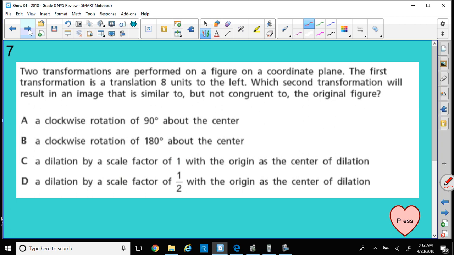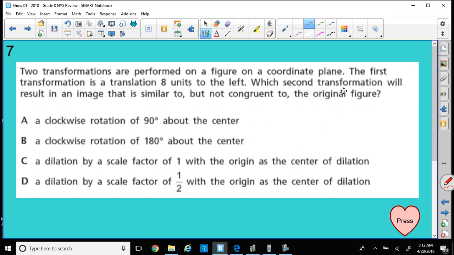All right, let's get going. So here's our first question. Two transformations are performed on a figure on a coordinate plane. So we're doing two transformations. The first transformation is a translation 8 units to the left. So they're translating or sliding it to the left 8 units.